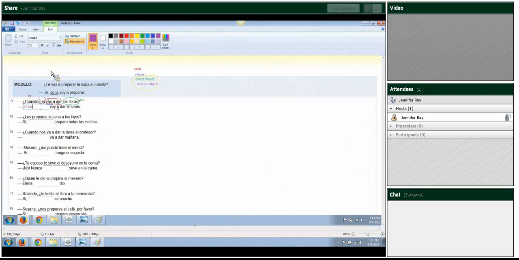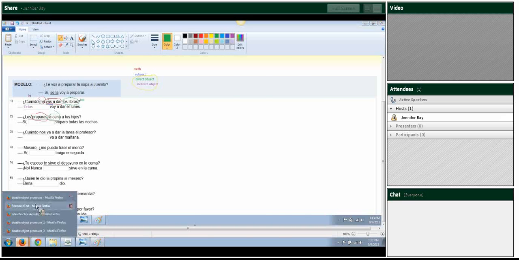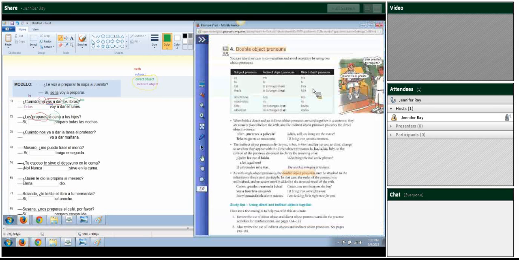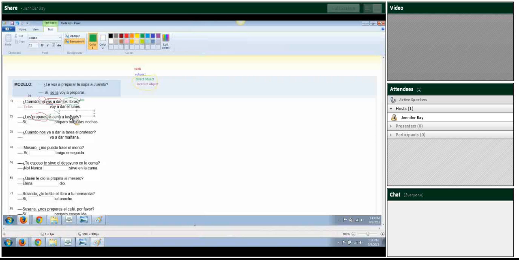Then we go down here. Les preparas la cena a tus hijos. Preparas is the verb. What's being prepared is the dinner. Okay, so if I look out here at my e-text again, here's my direct objects. I want to replace dinner with la.